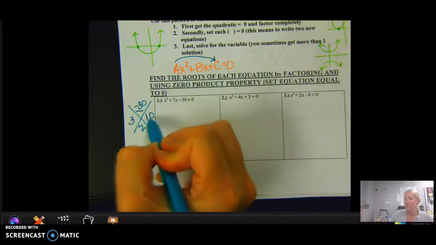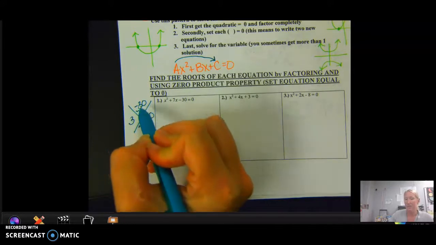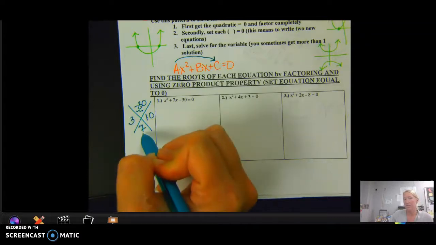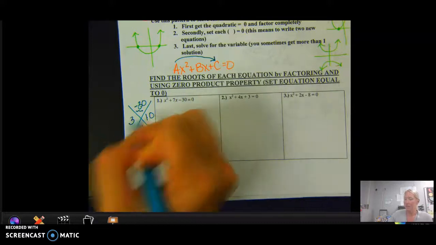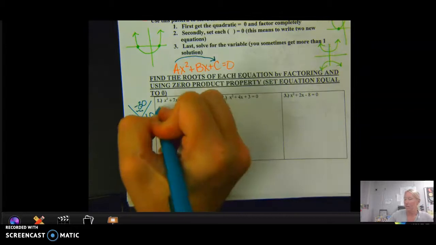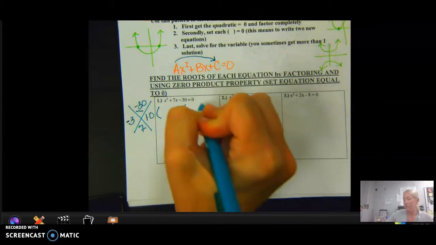Now, when I multiply these two numbers, I want a negative 30. So I know that one of these two has to be a negative, right? So now I'm going to look down to this number. When I add the two, I want a positive 7. So that would mean I would have a positive 10 and a negative 3. Okay? So now I can go ahead and factor it.